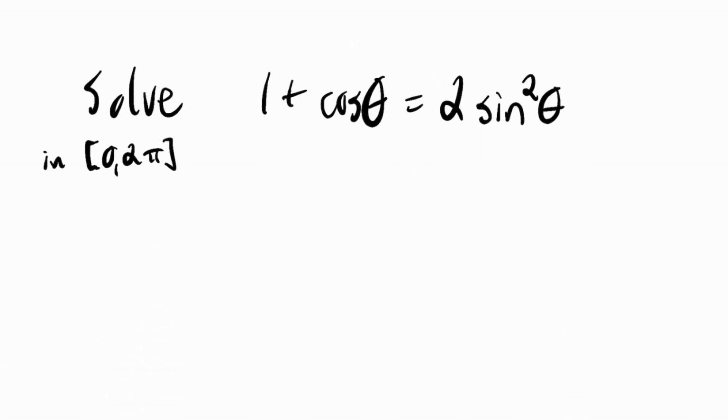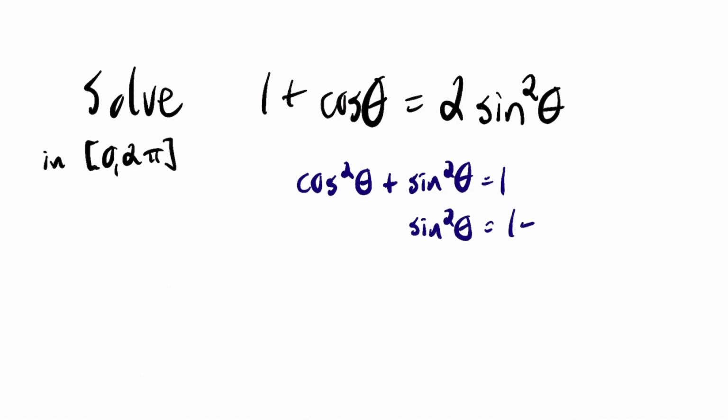We're going to need to use the Pythagorean identity cosine squared theta plus sine squared theta equals 1. Now if I subtract cosine squared theta on both sides from this equation, I get that sine squared theta is equal to 1 minus cosine squared theta. And that's what I want to replace the sine squared theta with.